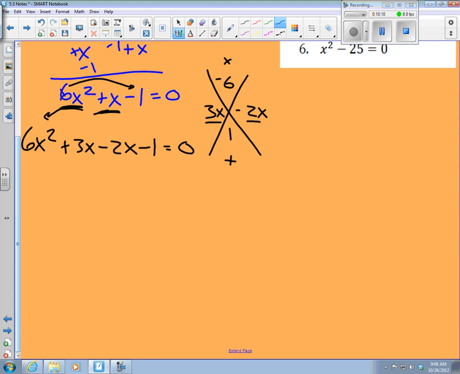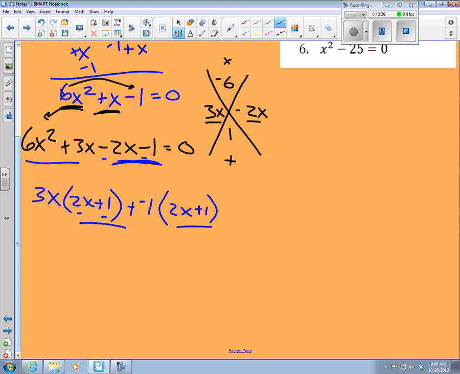Grouping. Now the first two and the last two, I can take a 3x out of the first two, and I'm left with 2x plus 1. Here I have negative 2x and negative 1. I can't really factor anything out except a 1, and I'm going to factor out a negative 1 because they're both negative, and I want them to both be positive. You can see they're both positive here. So plus a negative 1 times 2x plus 1. These two factors are the same, so that's my first factor, 2x plus 1 times 3x minus 1.